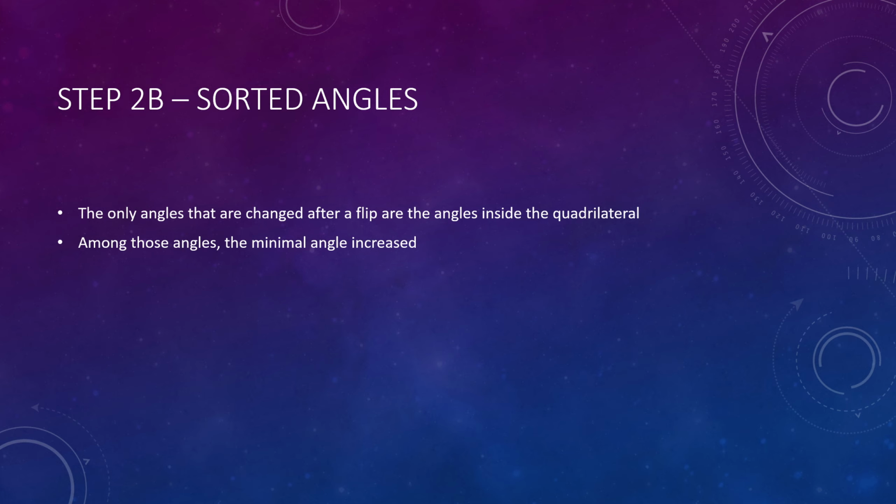So among these angles, the minimal angle increased. So now if we look at the vector, this is going to mean that the new vector is larger from a lexicographic point of view, simply because we look at where the minimal angle appears in the old vector, and then we simply see what happens. Because the vector is sorted, all the other old angles will appear to the right of the minimal angle, and because we increase that, even after the sort, we cannot obtain a smaller vector lexicographically.